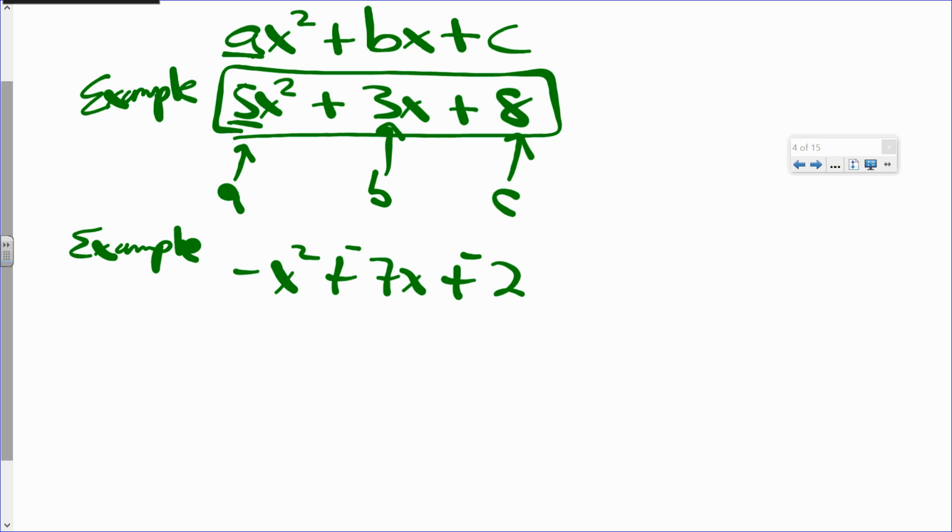All right, let's identify our a, b, and c. A is what? Careful. The coefficient of x squared. Here's x squared. What's the number in front of it? -1. Gracias. B, careful, -7. C, -2. Awesome. We're rocking and rolling.